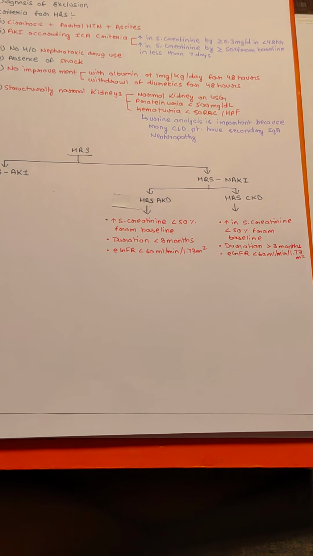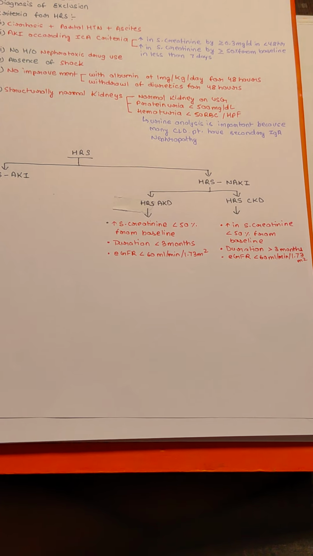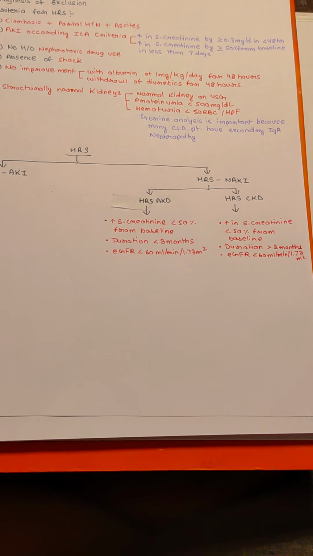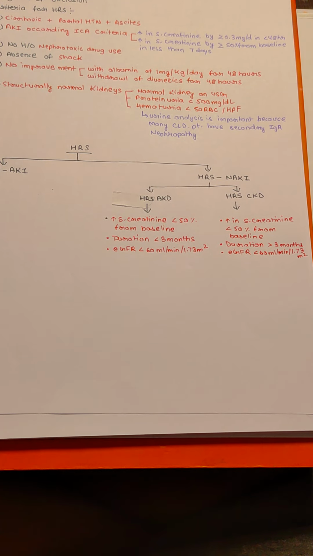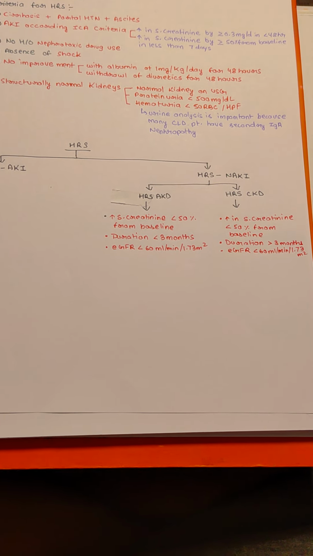HRS-CKD as well as HRS-AKD are mostly seen with refractory ascites, and the median survival, though slightly better than HRS-AKI, is not that much. The median survival is only 4 to 6 months without treatment.